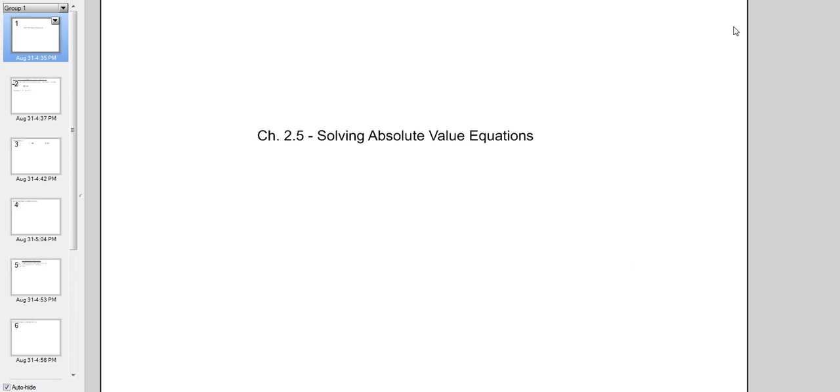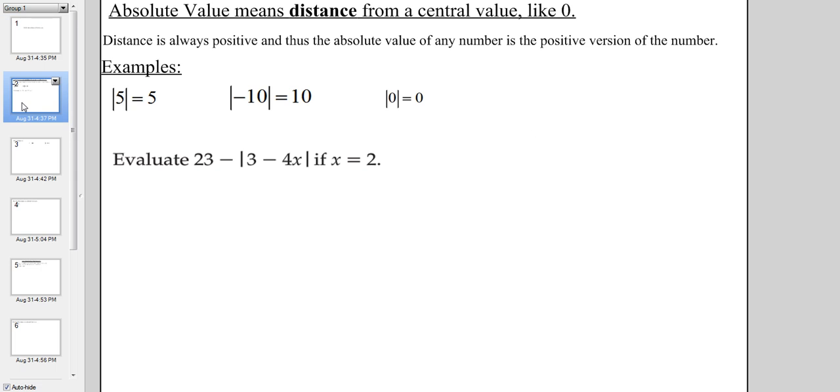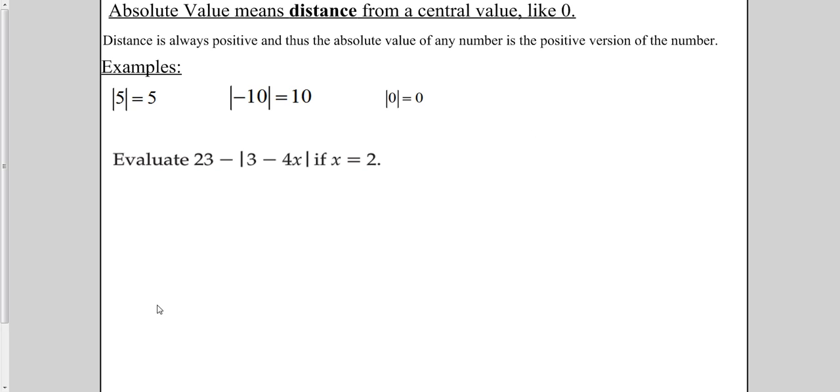Solving absolute value equations. Before we can solve absolute value equations, we really need to look at what the absolute value means. It means the distance from a central value. Most of the time we want to think of that central value as 0. Understanding what distance is, the distance is always positive, and the absolute value of any number is going to be the positive version of it because we're talking about the distance away from a central value.